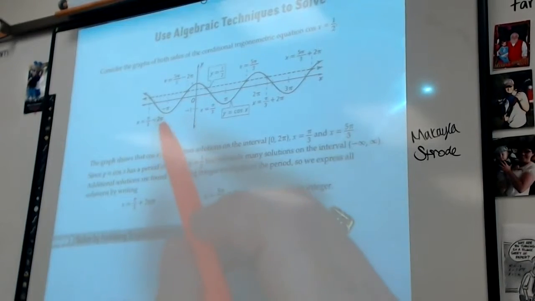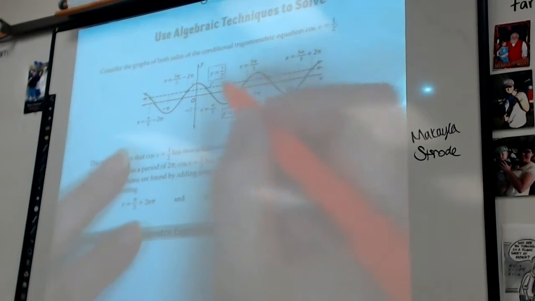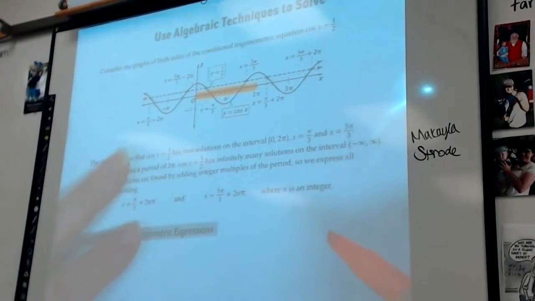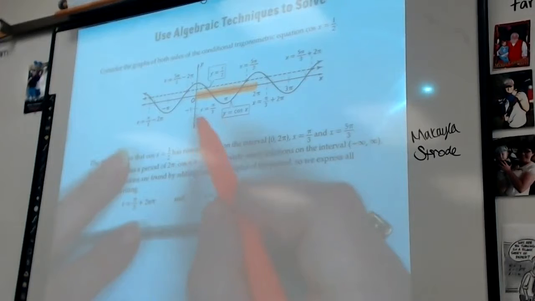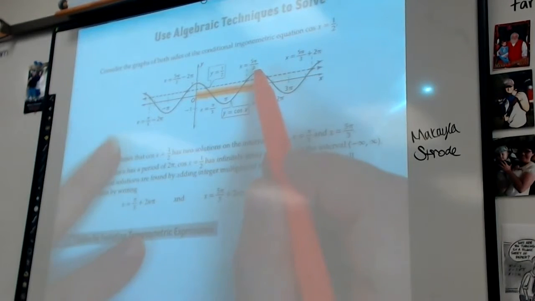Well, if you look at this graph and you look at one period of the cosine function, which is from 0 to 2 pi, from here to here, and then it just starts repeating, correct? You can see that cosine equals 1/2 at pi over 3 and at 5 pi over 3. Okay?